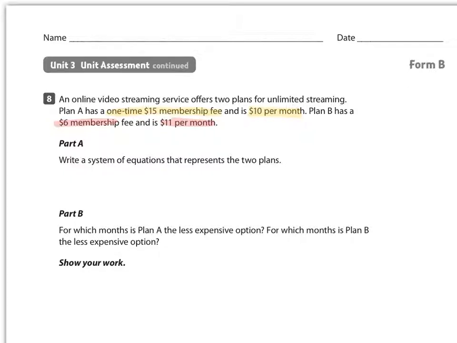Part A says write a system of equations that represents the 2 plans. So the only thing you need to do is put the information into context. So we have a one-time fee. That's going to be your initial value, because that is how much you're going to pay to just open your account. Okay, so you know that your b for the first one is going to be 15, and then your slope is going to be $10 a month. So the equation for that one is y is equal to 10x plus 15.